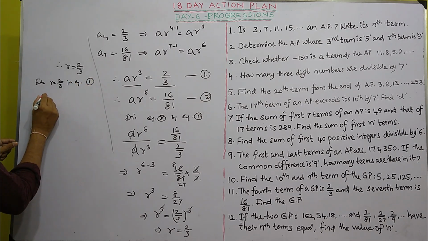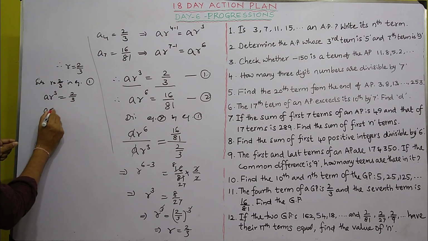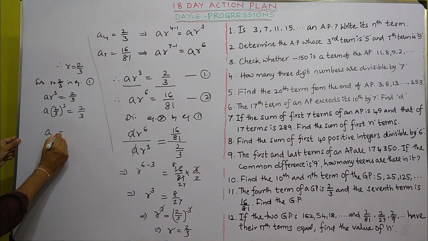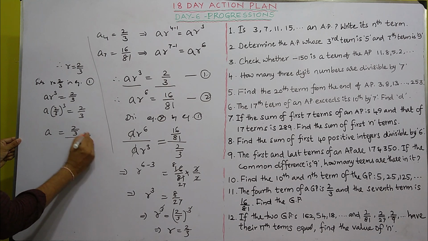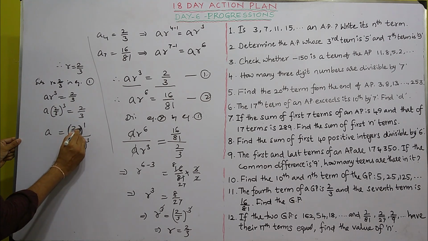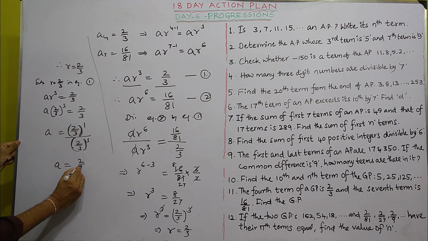So the equation is ar cube is equal to 2 by 3, and a into 2 by 3 whole cube is equal to 2 by 3. So this can be written as a is equal to 2 by 3 divided by 2 by 3 whole to the power of 3. This can also be written as power 1. Now what? Let this be a, then it is of the form a to the power of 1 by a to the power of 3. So this becomes a to the power of 1 minus 3. So you can write it as 2 by 3 to the power of 1 minus 3.